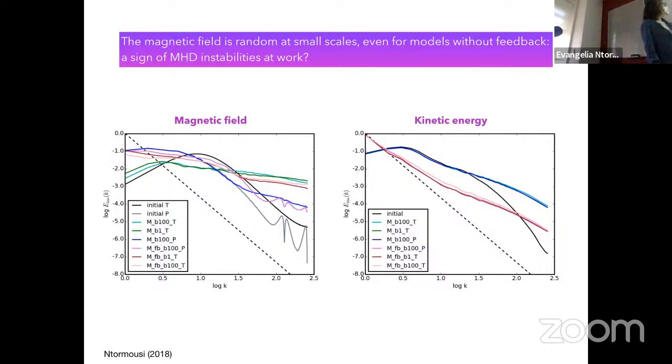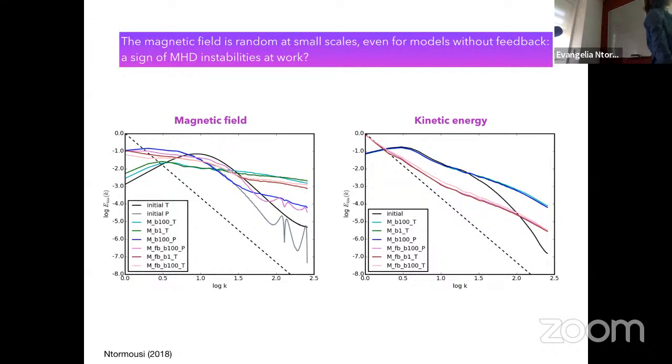The reddish colors, pink, brown, and magenta, are the ones with feedback. Sorry for the color scheme, it's just to show you that they all go together more or less. And the colder colors, like cyan, green, and blue, are the ones without feedback. The black is the initial toroidal, and the gray is the initial poloidal initial conditions.